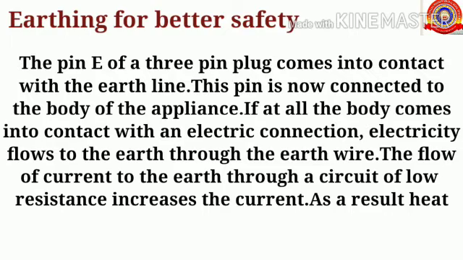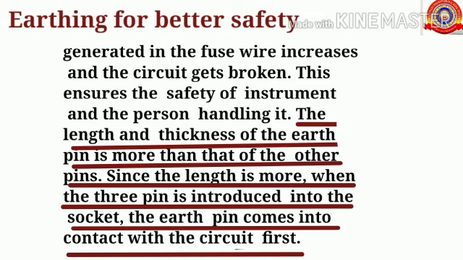So next one, earthing for better safety. The pin E, that is the earth pin of a 3-pin plug, comes into contact with the earth line. This pin is now connected to the body of the appliance. If at all the body comes into contact with an electric connection, electricity flows to the earth through the earth wire. The flow of current to the earth through a circuit of low resistance increases the current. As a result, the heat generated in the fuse wire increases and the circuit gets broken. This ensures the safety of instrument and the person handling it.